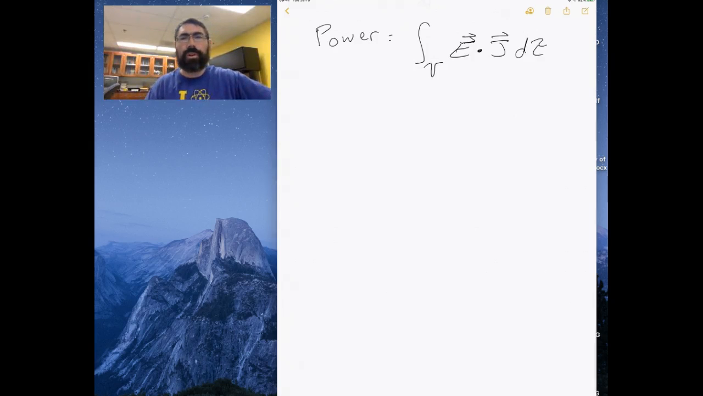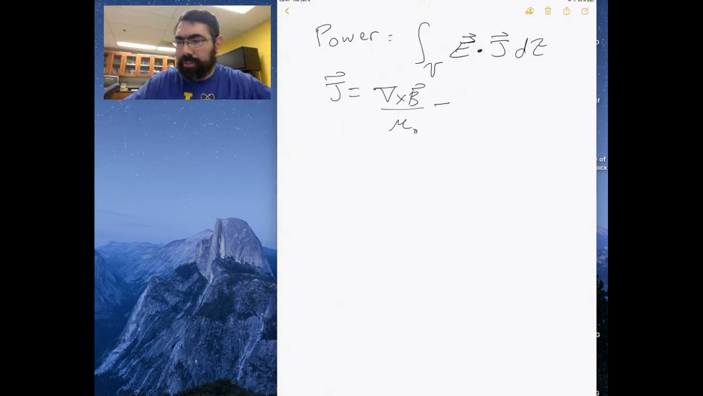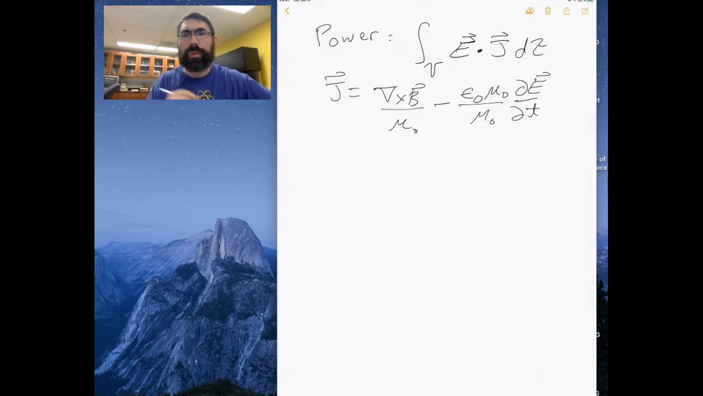First we'll start with the Ampere-Maxwell equation. If we divide both sides by mu naught, the current is the curl of the magnetic field divided by mu naught, minus epsilon naught mu naught divided by mu naught, the change of the electric field with respect to time.